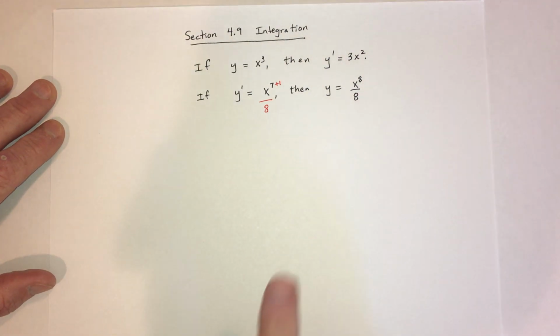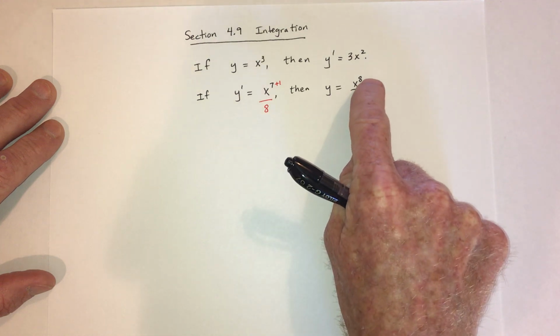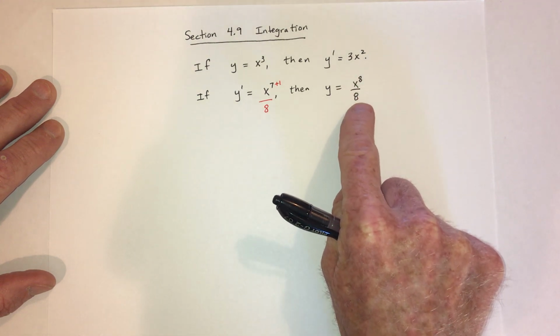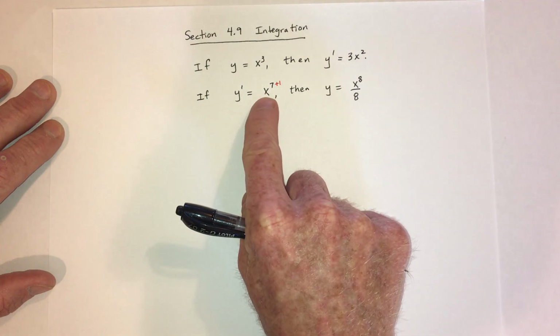The good thing about integration is you can always check your answer, because if you take the derivative of this, the 8 goes down in front, it will cancel that 8, you subtract 1 from the exponent, and you will get that y prime equals x to the 7th.